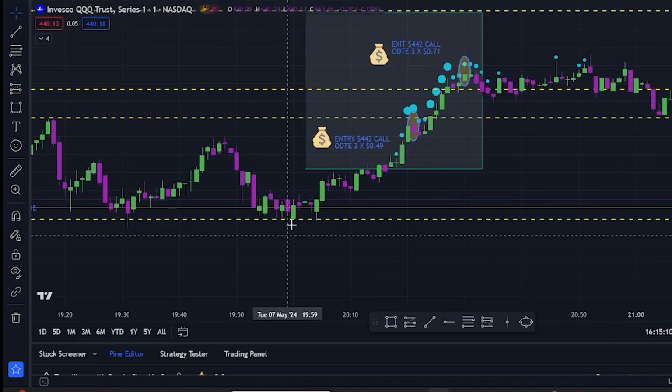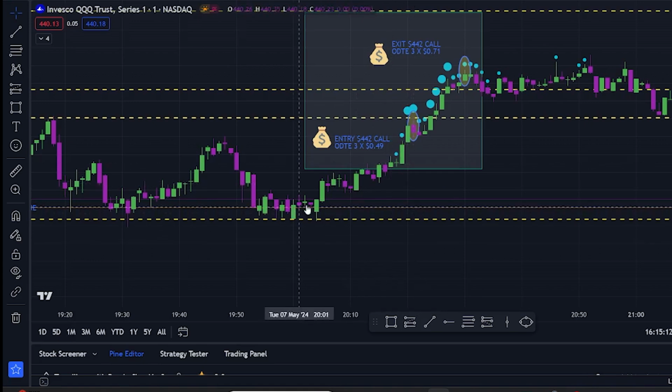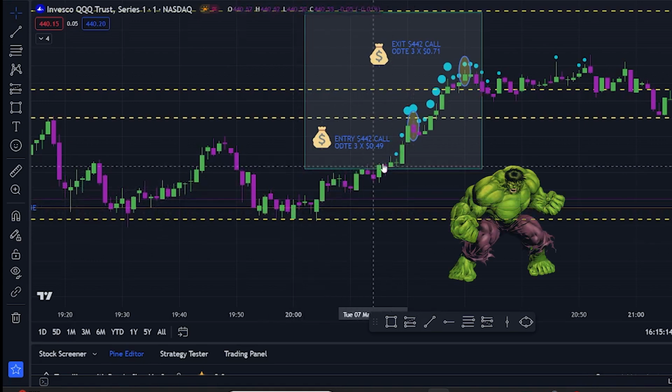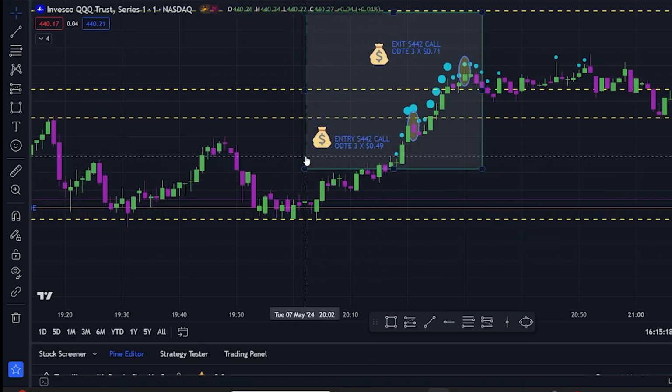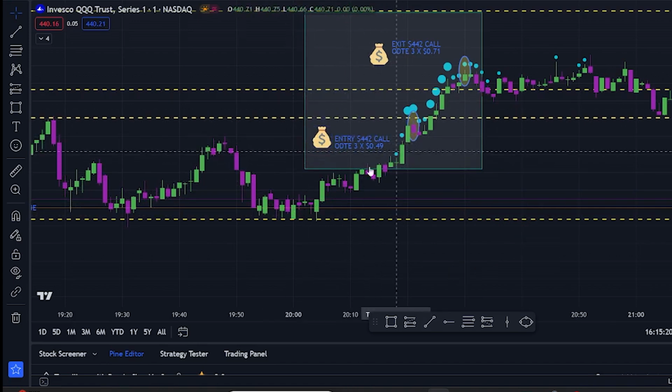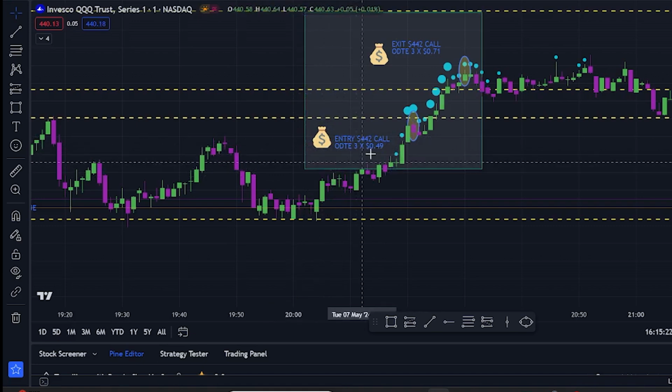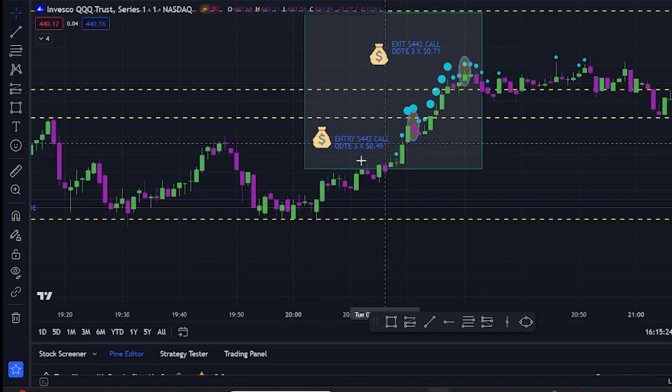And I was waiting for it to come back up and break. And then I see this strong move here with a bunch of Hulk candles. And I was like, all right, let me get into an option that expires today. So I got an ODTE option. I got 3 contracts. It was the 442 call, and I got in at 49.